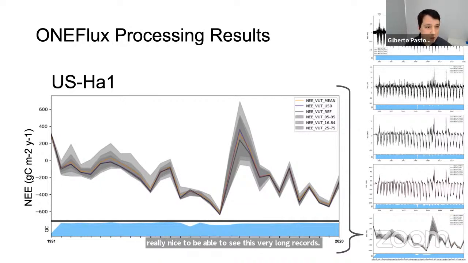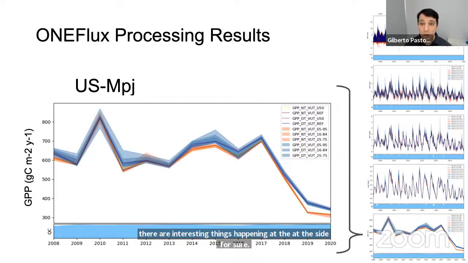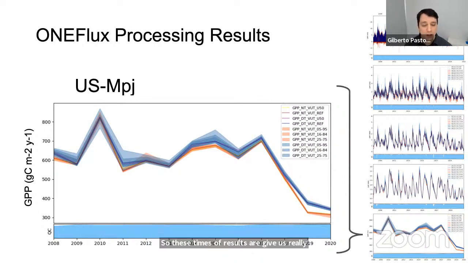And the next one is a site from Tomer, who just presented to us. So there is an interesting trend in GPP here. There is a big decline in GPP towards the more recent years. So there are interesting things happening at the site for sure. So these types of results give us really rich views of these sites.